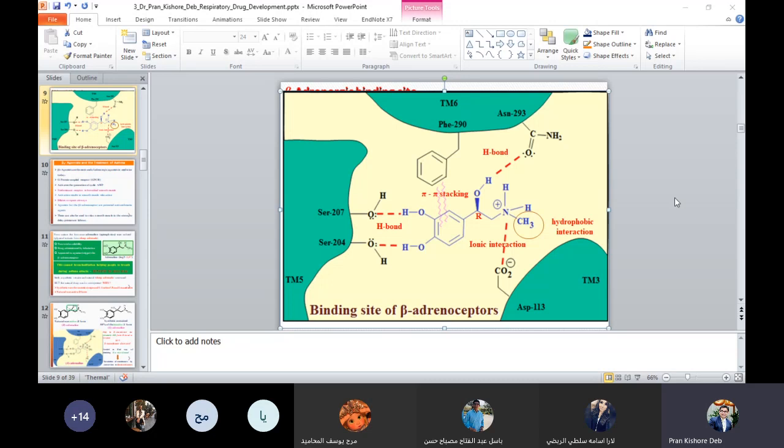But this catechol group also has two disadvantages, right? What are the disadvantages? Short duration, and not orally available. What is said is correct. Not orally available, and its duration is short. Why short duration?